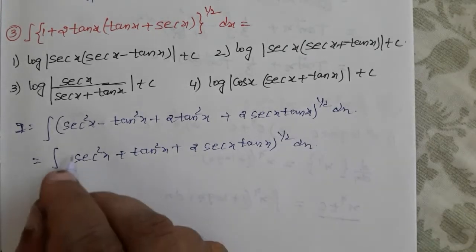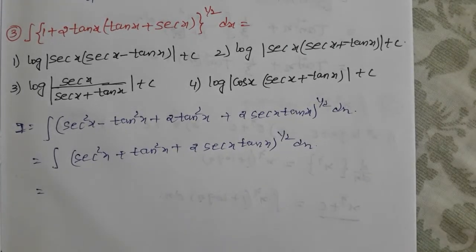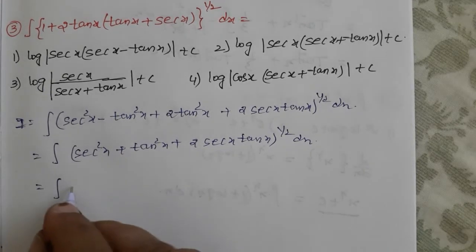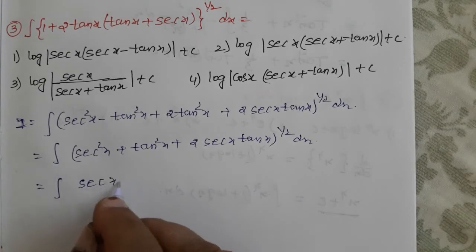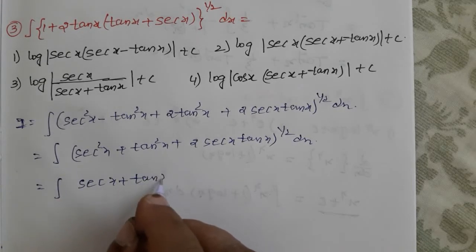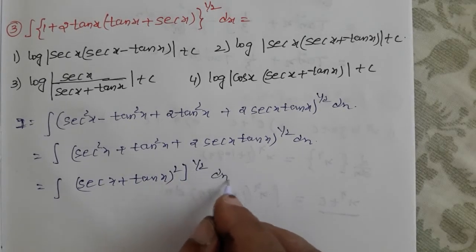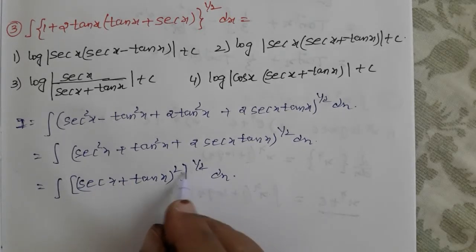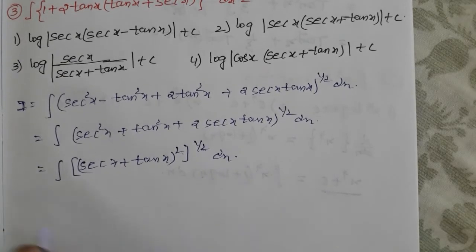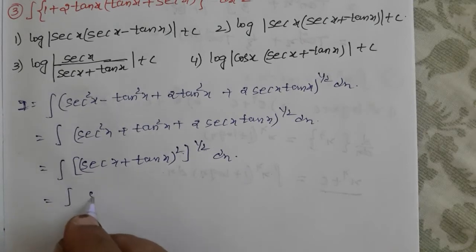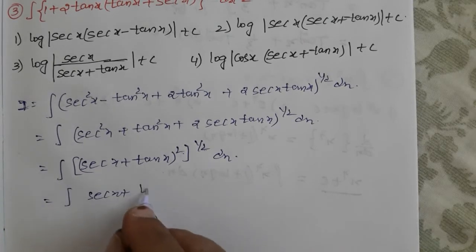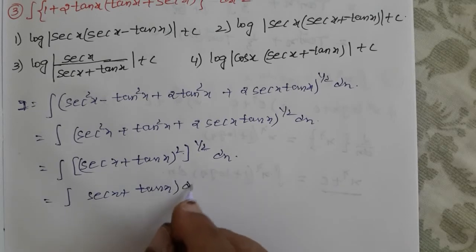This is in the form of a square plus b square plus 2ab, whole power 1 by 2. A square plus b square plus 2ab can be written as a plus b whole square. So integral of (secant x plus tan x) whole square, whole power 1 by 2 times dx. The square and square root functions get cancelled because they are opposite to each other. Integral of secant x plus tan x times dx.